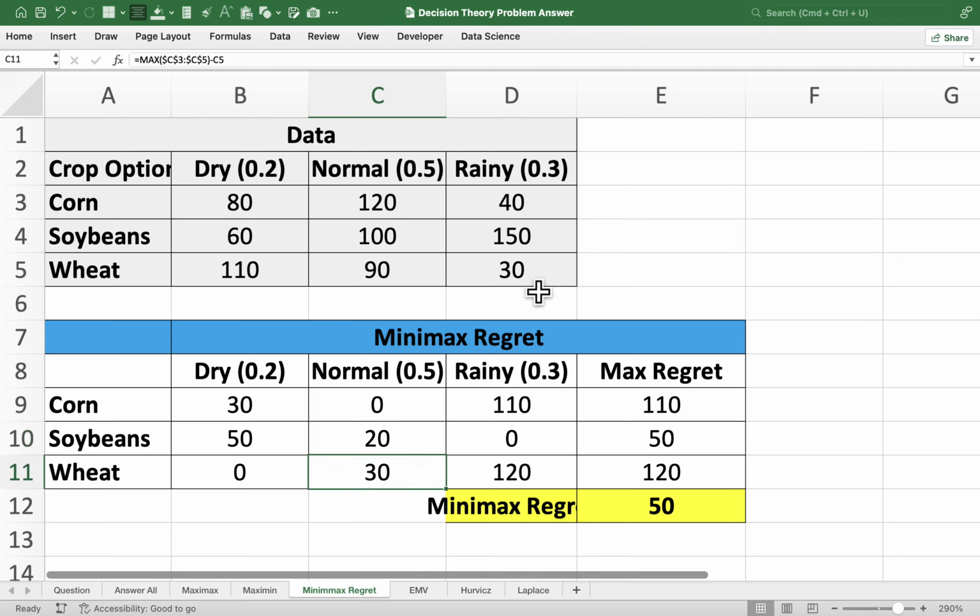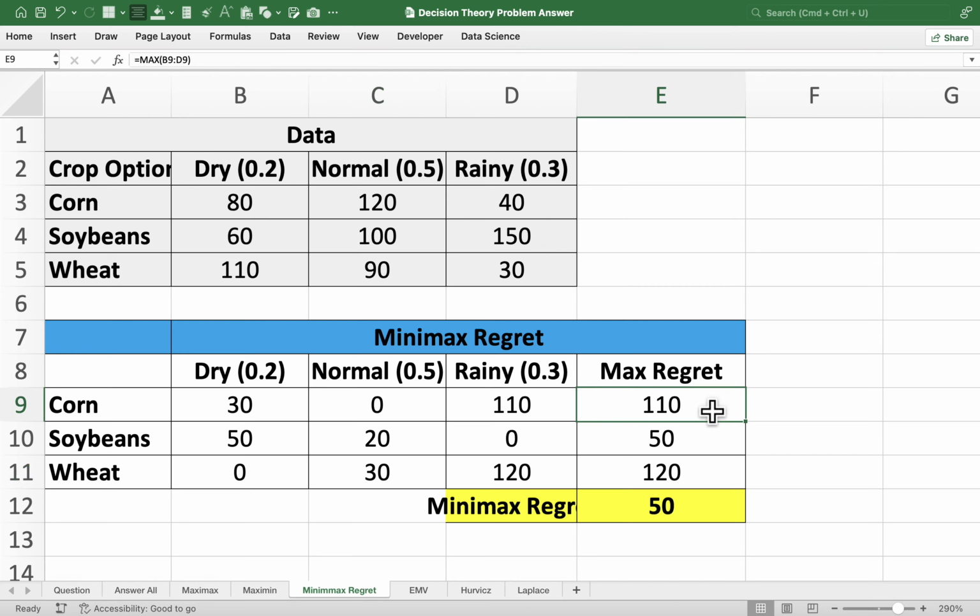We find out the highest value, which is 150, and then we subtract all these three values from 150. Then in the next step, we calculate maximum regret, which is the maximum of these three values, 30, 0, and 100, and we use this formula, maximum of these three. And because the maximum is 110, so 110 will be maximum regret. In this case, maximum regret will be 50. In the case of wheat, maximum regret will be 120.